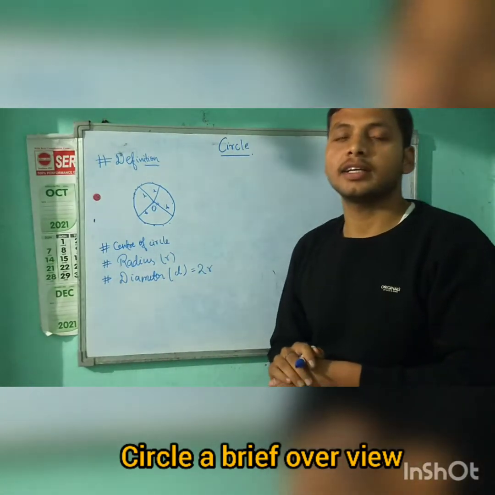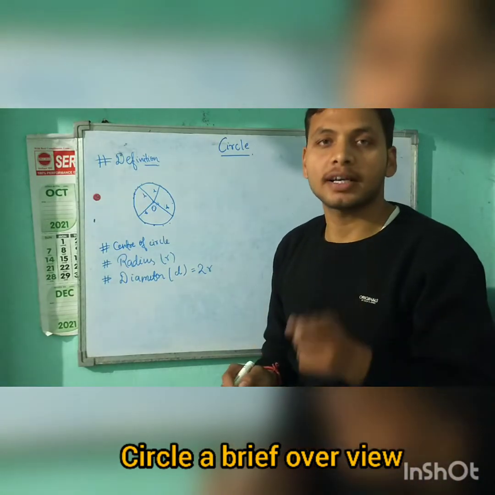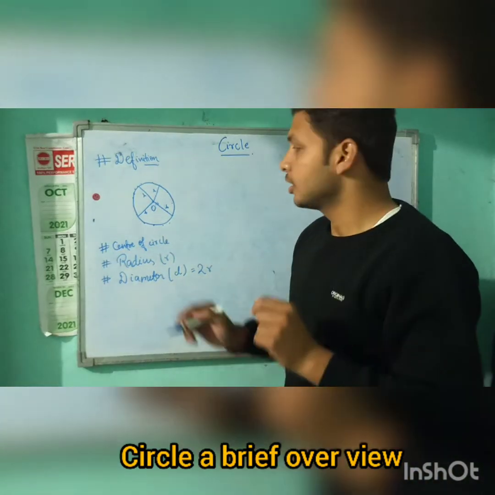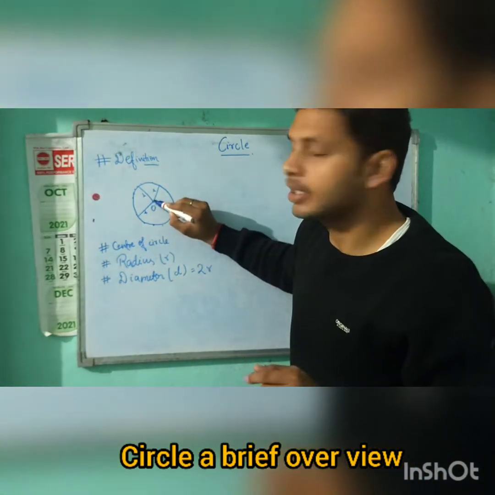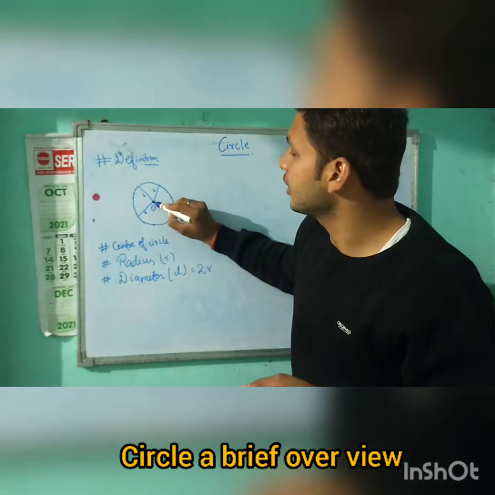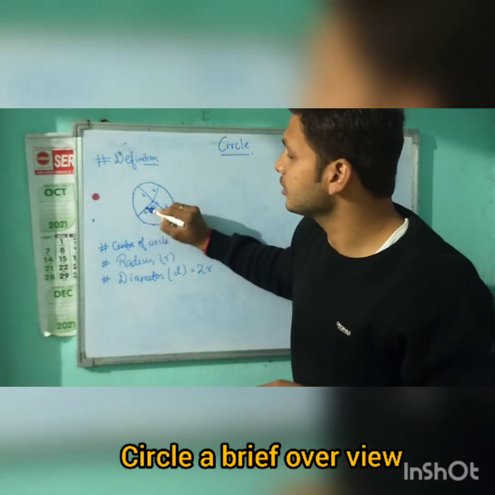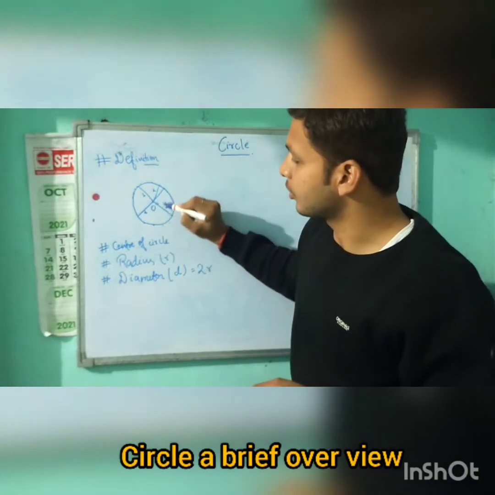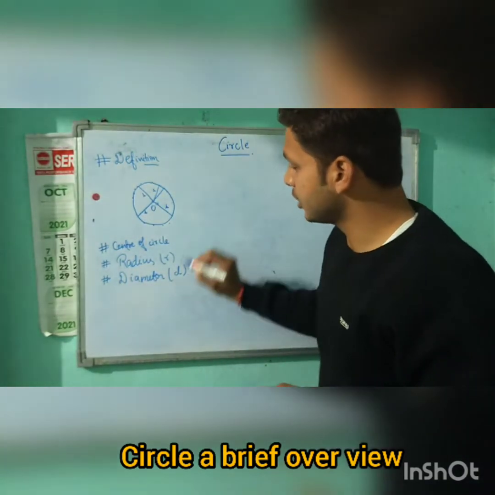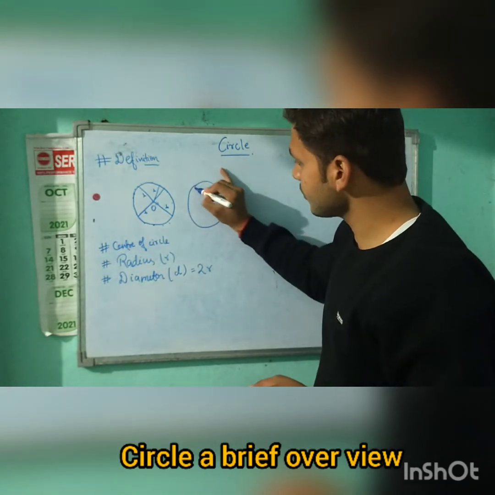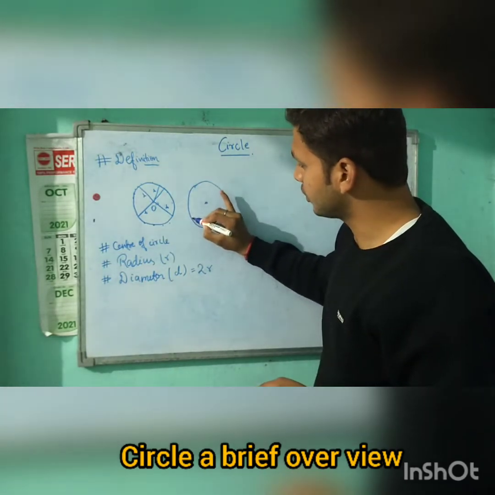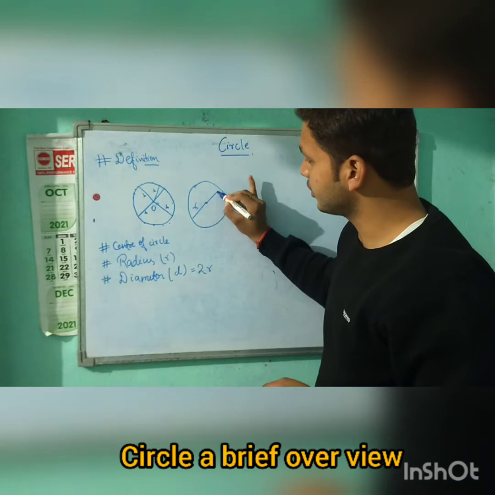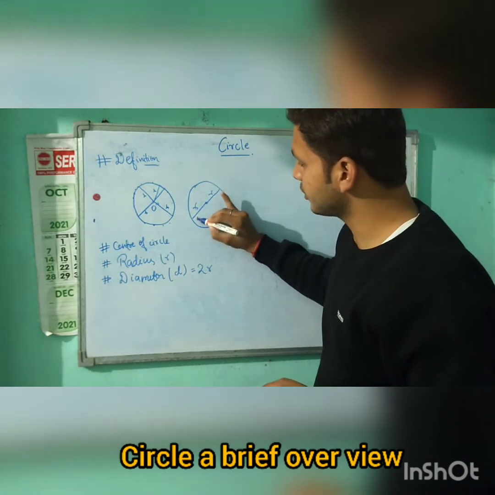So diameter is a line segment which passes through the center. जो भी सेंटर से लाइन सपोज हम पास करा रहे हैं ऐसा, तो ये रेडियस और आधा रेडियस यहाँ से और ऐड हमने कर दिया, तो ये डायमीटर हो गया. Suppose this is our circle, this is the center, so this is a radius and this is also a radius. So radius plus radius is equal to diameter.